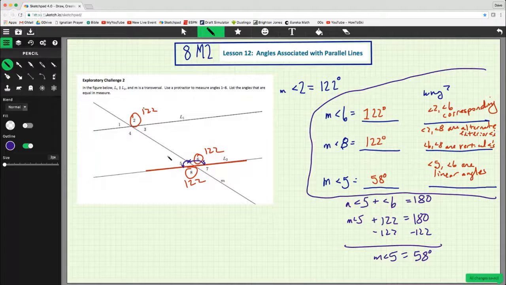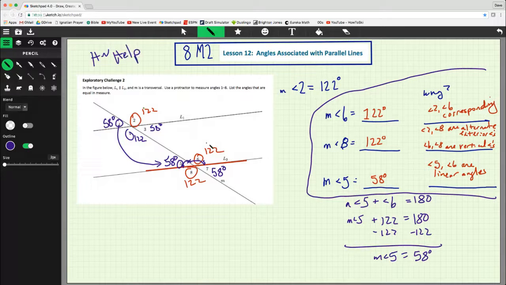And if you want to fill the whole thing out now, if this is 58 degrees, angle 7 must be 58 degrees because these are vertical. Angle 1 must be 58 degrees because it corresponds to angle 5. Angle 4 must be 122 because it's vertical to angle 2, or because it corresponds with angle 8. And angle 3 has got to be 58 degrees because it's vertical to angle 1, or because it corresponds to angle 7, whichever one you want to say. Okay, wonderful stuff. Now let's move on. So this was kind of homework help. Let's do another one.